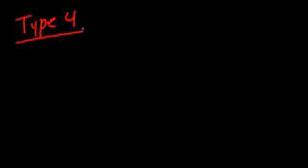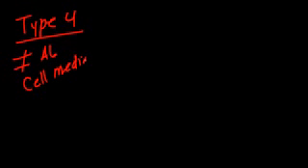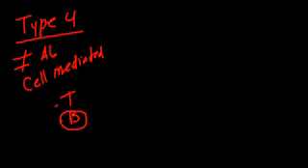Then finally, let's get to the last one, type 4 hypersensitivity. So what makes type 4 special? Well, type 4 is going to be cell-mediated. There are no antibodies, so it's going to be cell-mediated. So what does that even mean? Well, we've got two types of cells. You've got T cells and you've got B cells that we're going to be concerned about. We've been dealing with B cells a lot, and that's because they secrete antibodies.